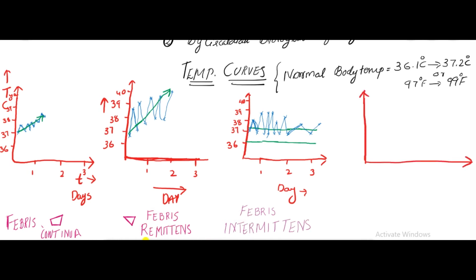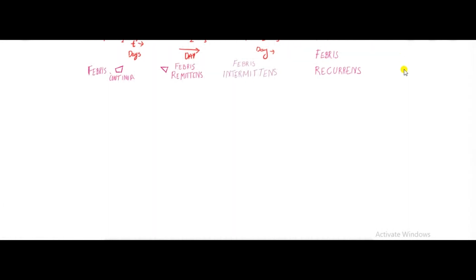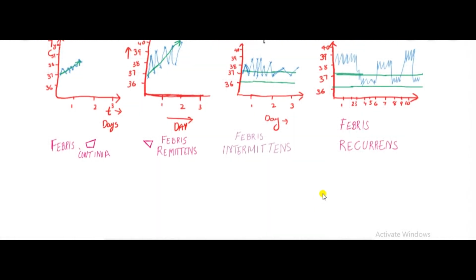And the last curve is febris recurrence. I am drawing days. In this curve, the attacks of increasing temperature alternate with periods of normalization lasting several days. We can see some days the temperature is very high, and sometimes the temperature is in the normal range. This curve is known as febris recurrence. You can see in malaria, chills and fever occur for some days. After that, you can see normal body temperature, and again the temperature rises.